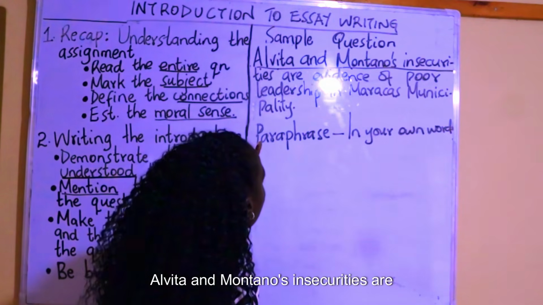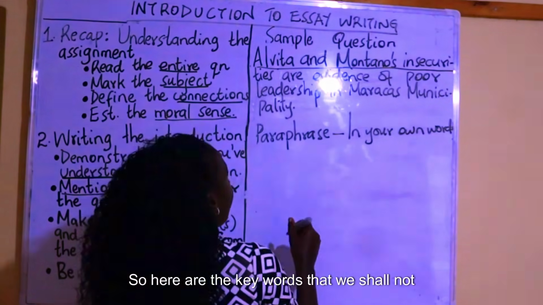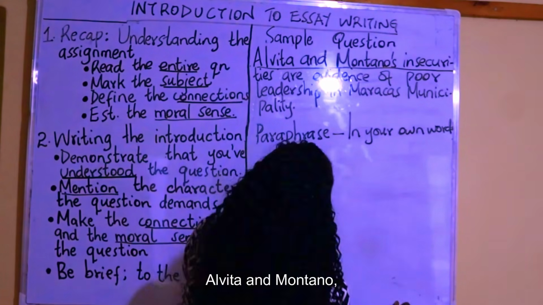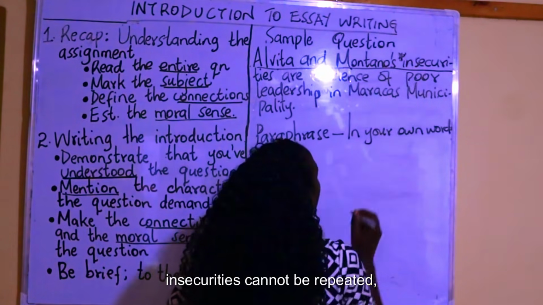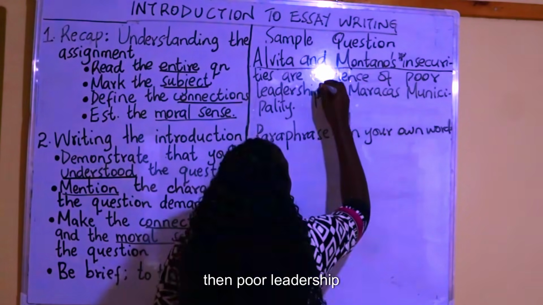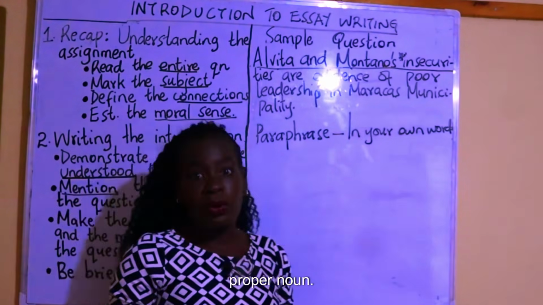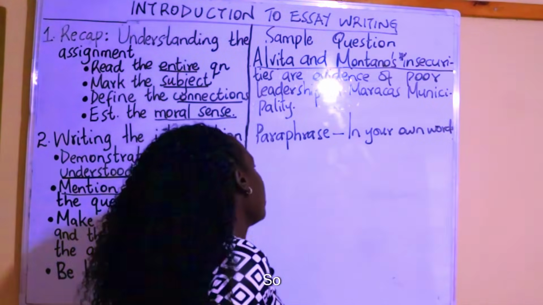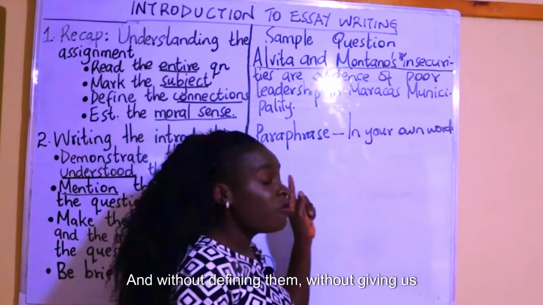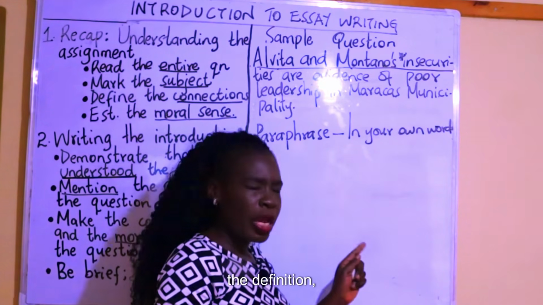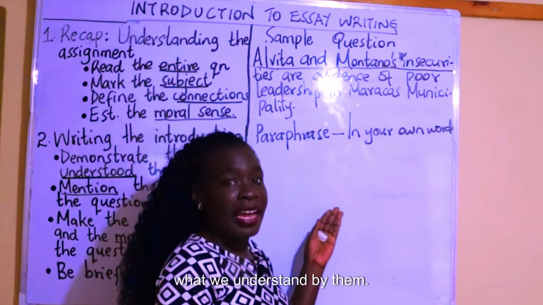Alvita and Montano's insecurities are evidence of poor leadership in Maracas municipality. So here are the keywords that we shall not repeat. Alvita and Montano, we can repeat, but insecurities cannot be repeated. Then poor leadership cannot be repeated. But Maracas municipality is a proper noun. We cannot come up with any other. So poor leadership, insecurity, you need to understand what those terms are, and without defining them, without repeating them, we say it in our own words what we understand by them.